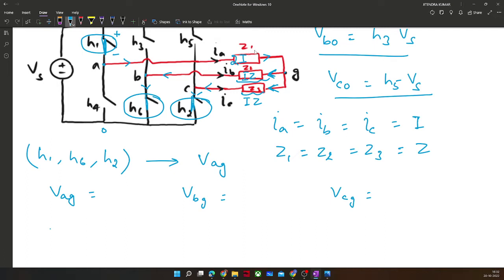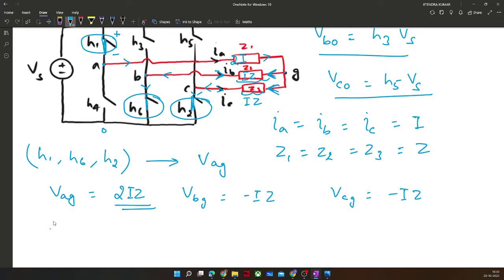So let's say VAG is equal to 2IZ, and VBG is equal to minus IZ, since our default current direction is this, then only we can say IA plus IB plus IC is equal to 0, right? So if IA plus IB plus IC is equal to 0, then IZ and IZ, both currents will be supplied from the first leg.